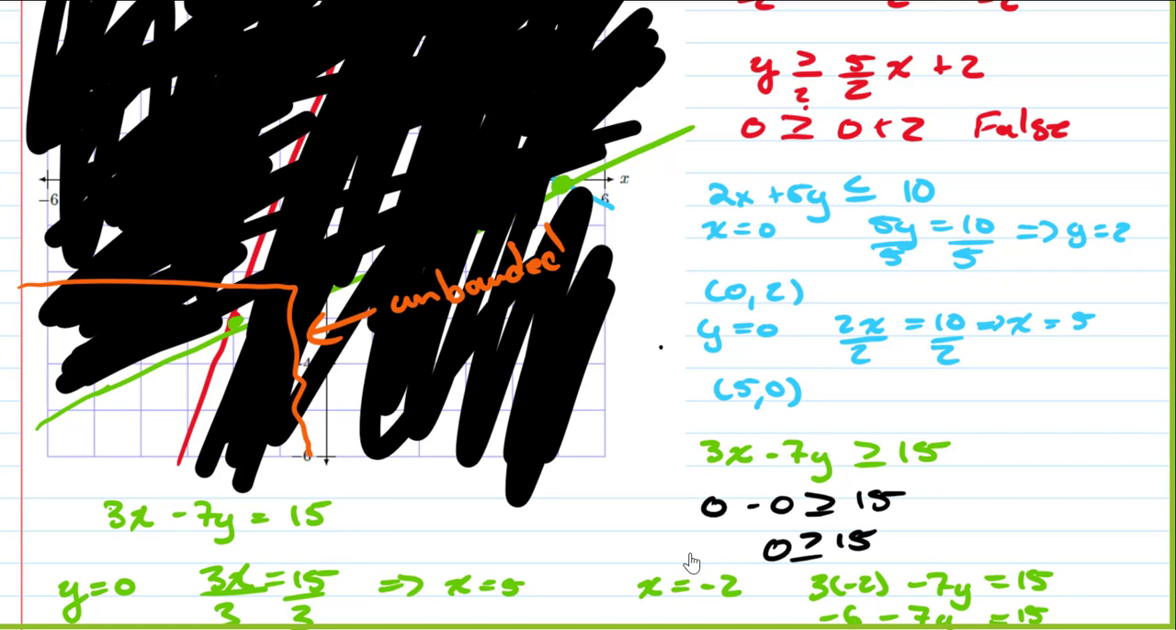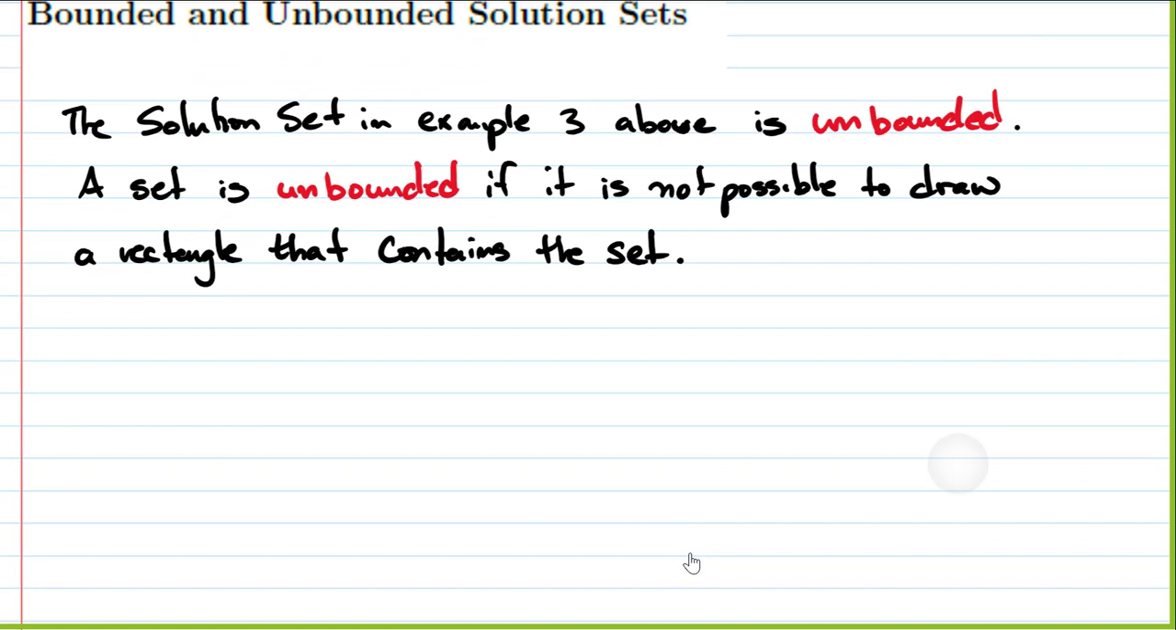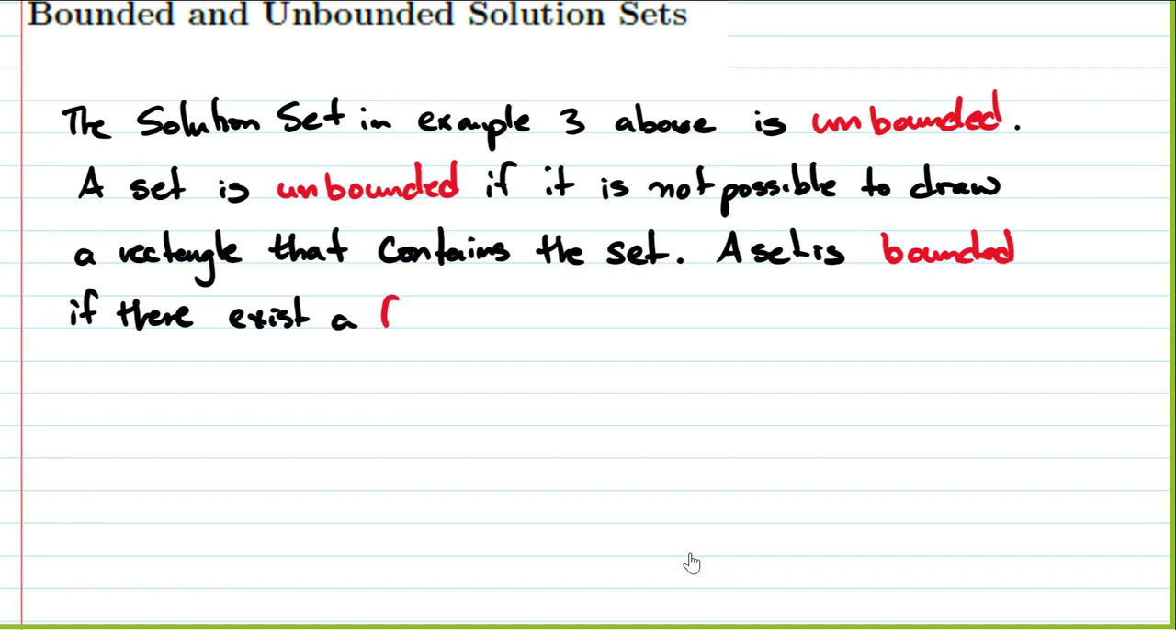So when we're doing linear programming problems, our methods are going to have to change depending on whether sets are bounded or unbounded. So our definition for an unbounded set is if it is not possible to draw a rectangle that contains the set. A set is bounded if there exists a finite rectangle that contains the solution.